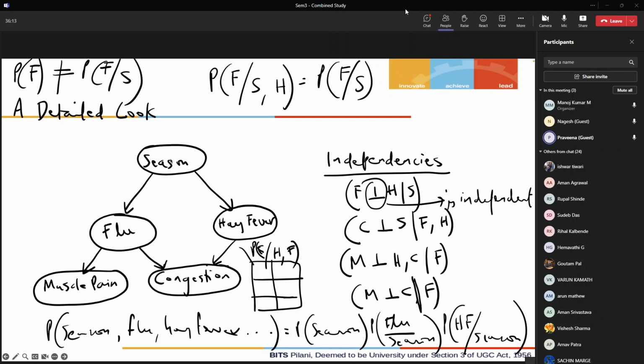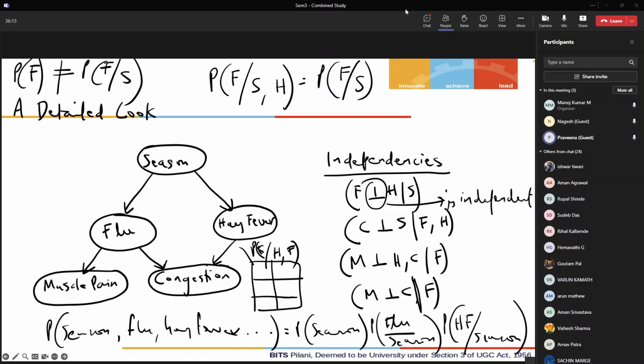Congestion. You wrote it, Manoj? I am writing here. I draw this diagram. Don't draw the diagram. We are not looking at the diagram now. Just write the probability of S comma F comma H comma M comma C. Nagesh, you may also write. Okay, thank you.